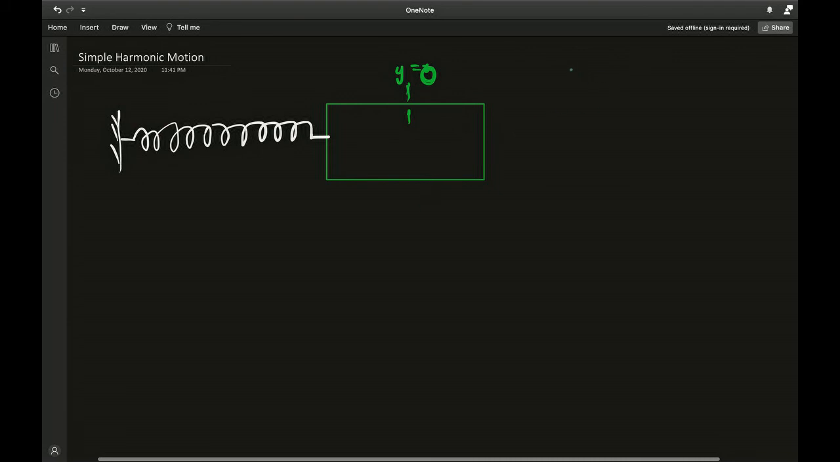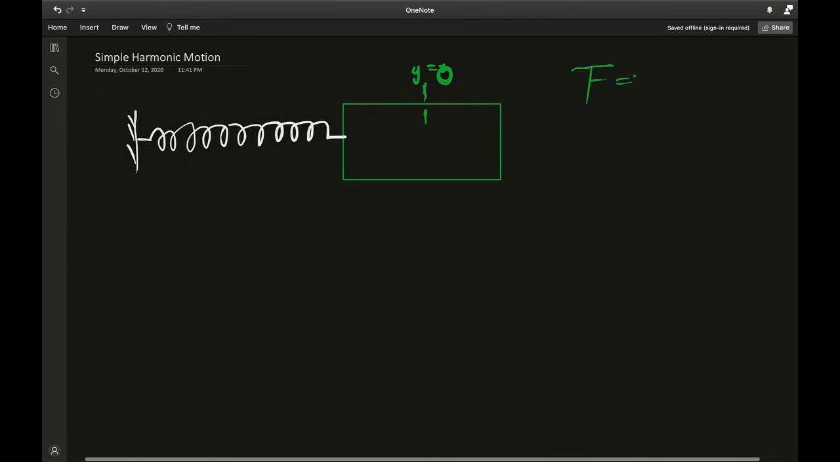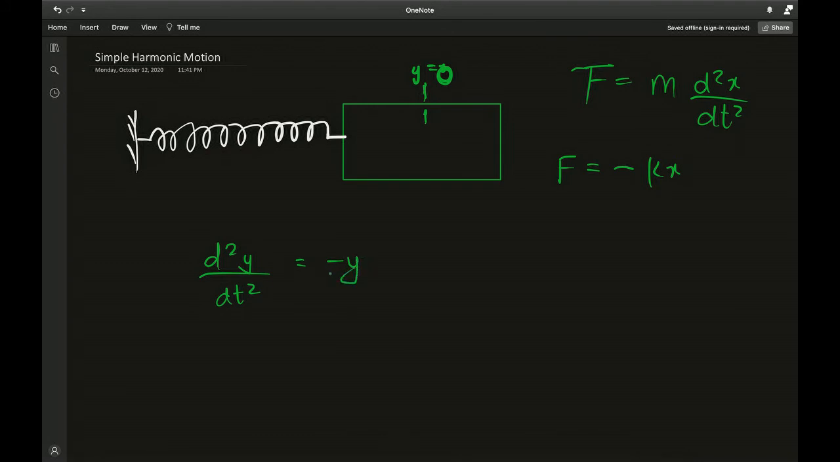So we get this by having Newton's second law, F equals ma. Our acceleration can be written as the second derivative of displacement with respect to time, and the restoring force given by Hooke's law, which is negative kx. Now we're going to forget the coefficients of m and k and deal with just the simple differential equation. Second derivative of y with respect to time is equal to negative y. I just dropped the coefficients. The form of the differential equation is similar.